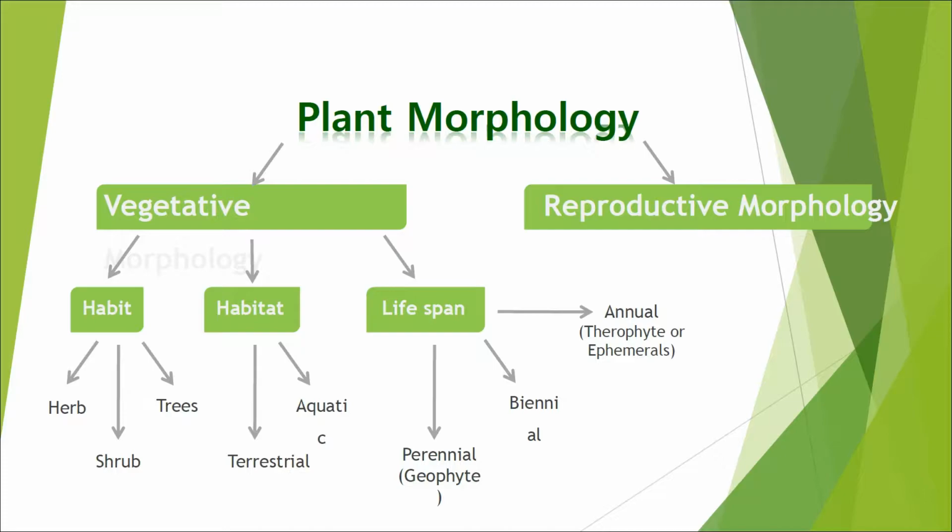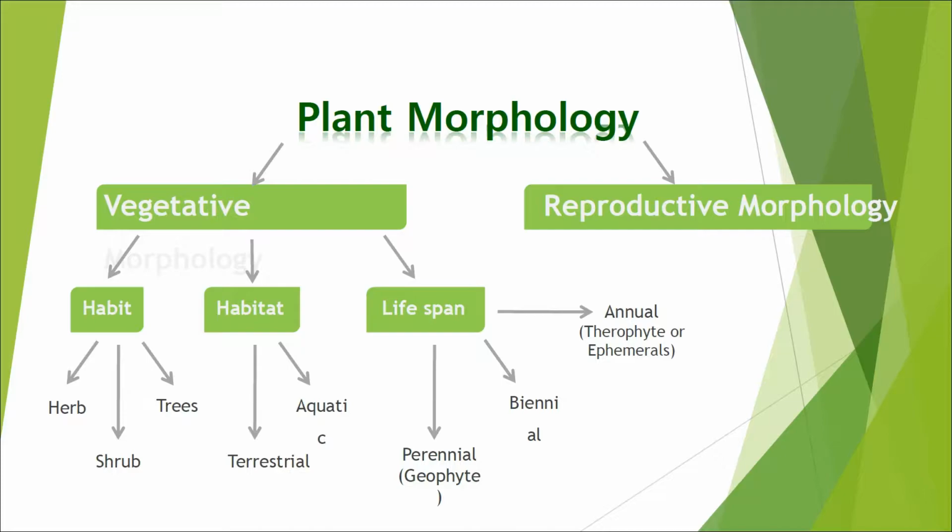Based on the lifespan, plants are classified into three types. They are annuals, biennials and perennials. Annuals are otherwise called as therophytes or ephemerals. These plants will complete their life cycle in one growing season itself. Example, peas, maize, watermelon, etc.